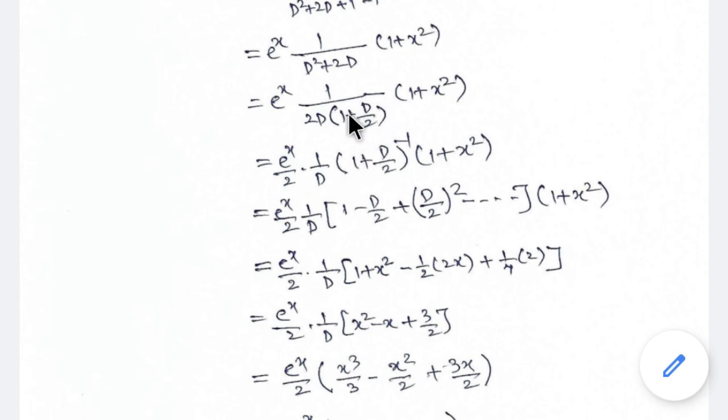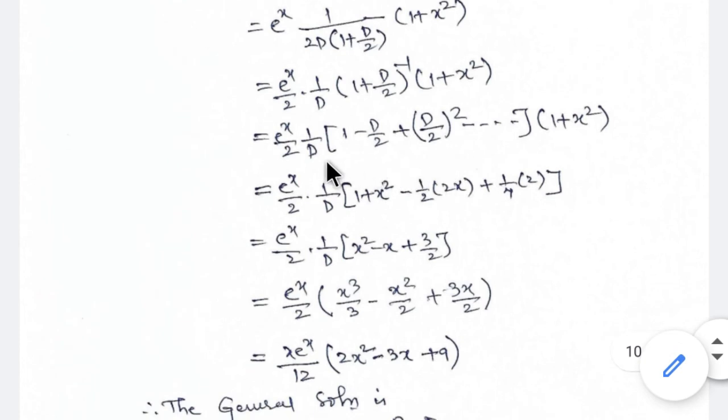Now this factor you write in the numerator with a negative index, that is (1 plus D by 2) raised to minus 1, into (1 plus x squared). So this is equal to e raised to x by 2 into 1 by D. Applying binomial expansion, you can expand this. So you get 1 minus D by 2. The expansion is to be carried out up to the term containing D squared, because the higher derivatives are neglected, as the third derivative of x squared becomes 0.